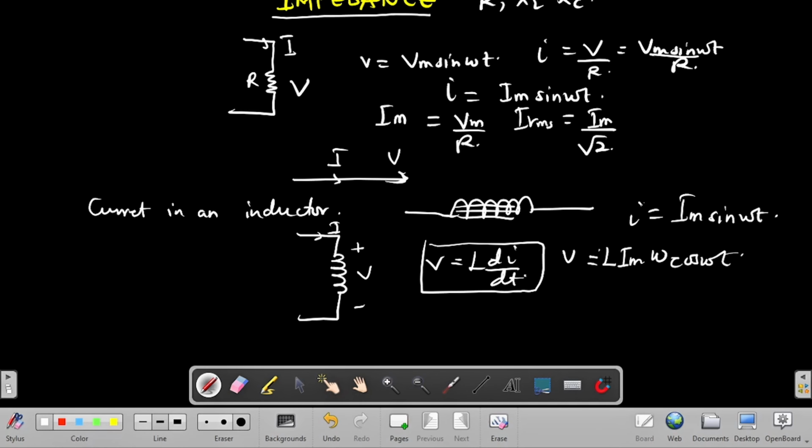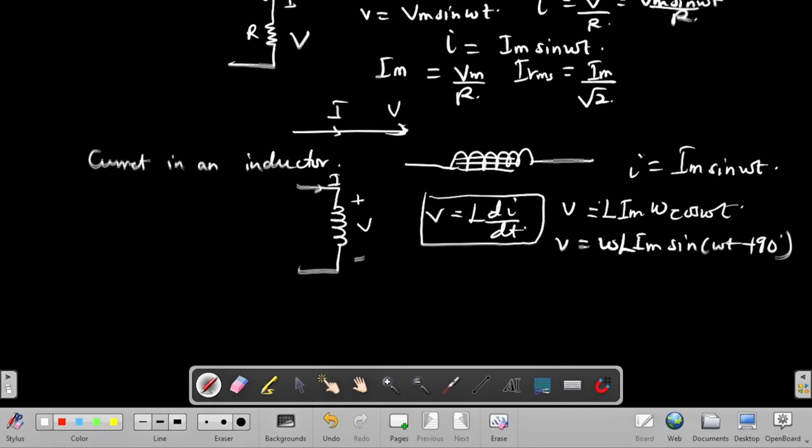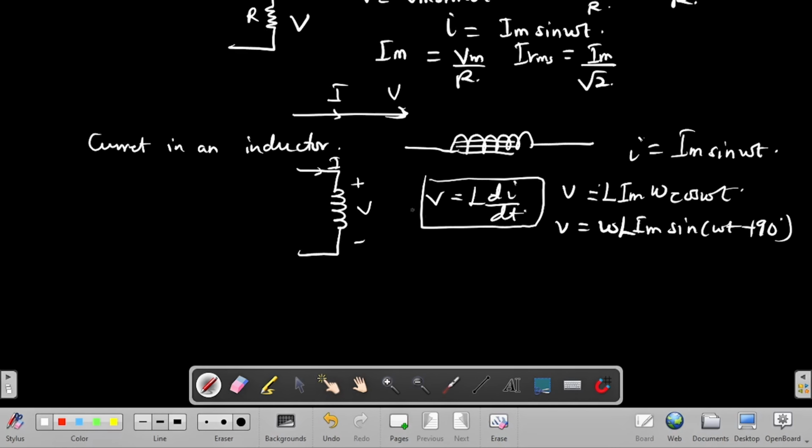So once you differentiate, you realize that you get this. We don't need cos, we want to represent it in sine or standard form. So V now becomes omega L Im sine(omega t plus 90). And this is a very important thing in applied electricity. So we say that the voltage across an inductor leads the current by 90 degrees, or you can say the other way that the current lags the voltage by 90 degrees, as simple as that.